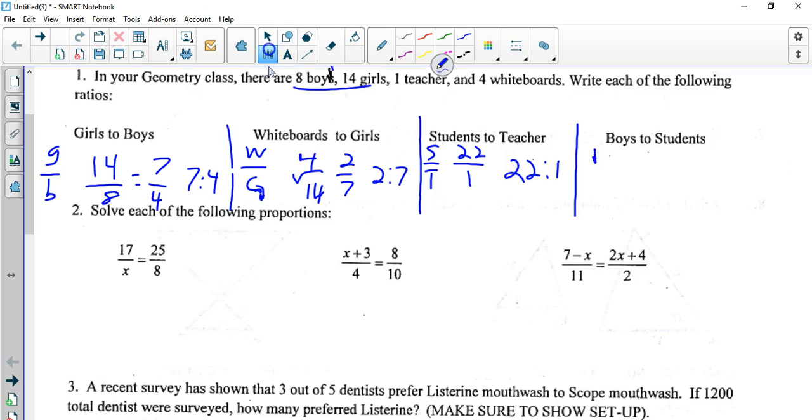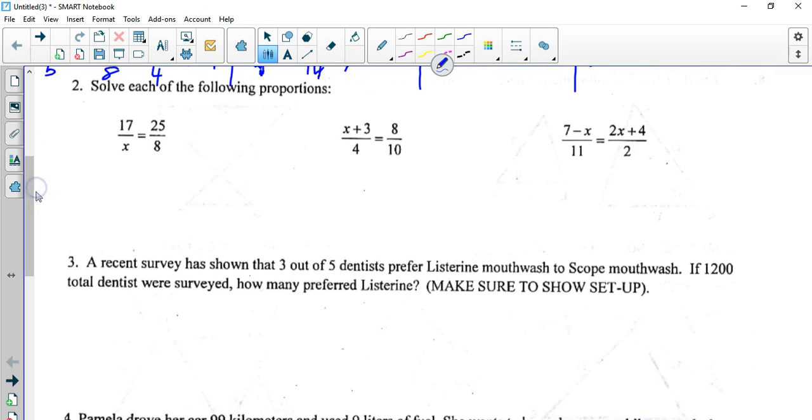Boys to students. So there are 8 boys, and remember, there are 22 total students. So that reduces to 4 over 11. Technically, all of these you could also write with the word "to," like 2 to 7, instead of the colon. It's up to you.